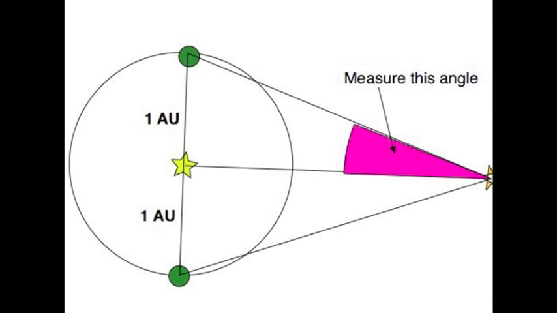These angles are likely to be very tiny, a fraction of a second of a degree. And a second of a degree is a 60th of a minute, and a minute is a 60th of 1 degree.